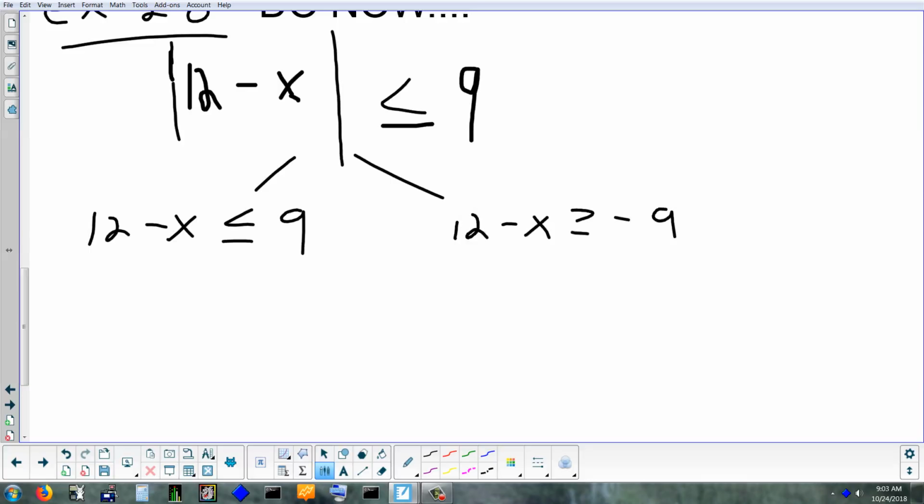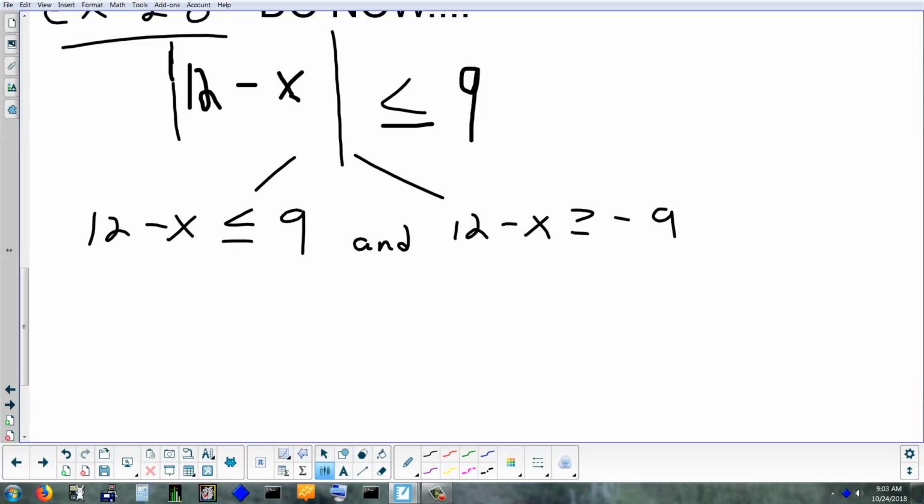Alright, so when you look at the top part, it says 12 minus x is less than whatever. Less than, right. So anytime you see the less than, then you know it's an "and." All right, this one's not as simple as the last one. Melanie, what's my first step?